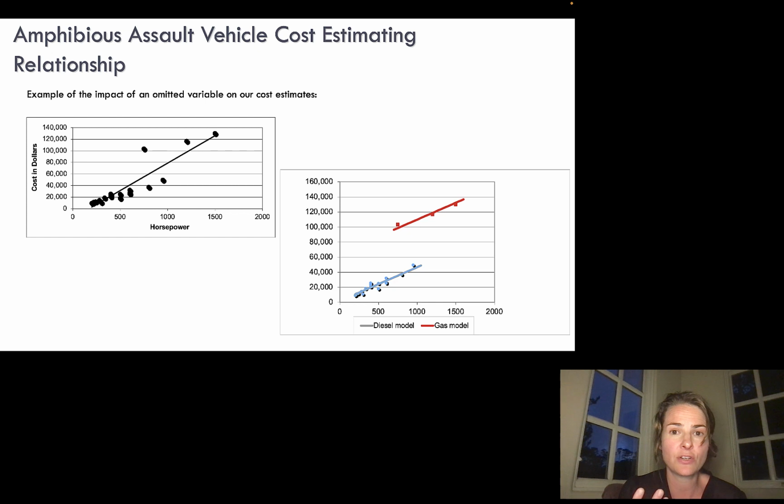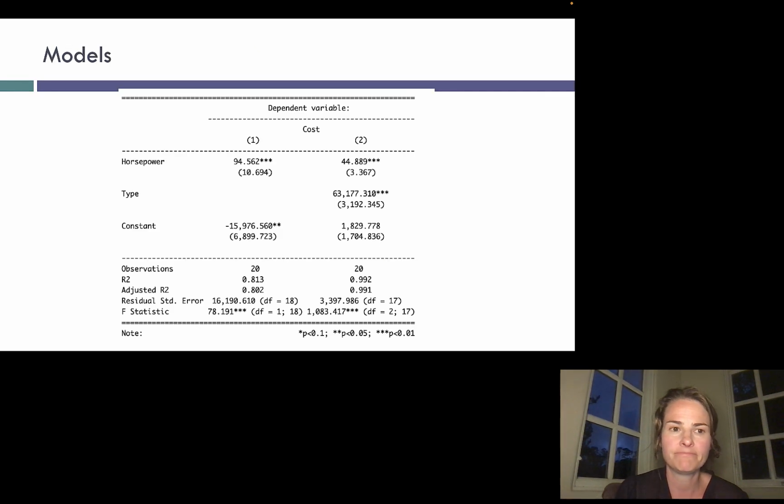I think this is kind of a neat picture of what omitted variable bias does, because in the first one you have this really steep line because of the omitted variable. In the second one, those lines are much flatter once you control for the omitted variable, in this case the type of engine. We can run both models. Here they are side by side. You see that that slope coefficient on horsepower is much flatter, going from 94 down to 44.